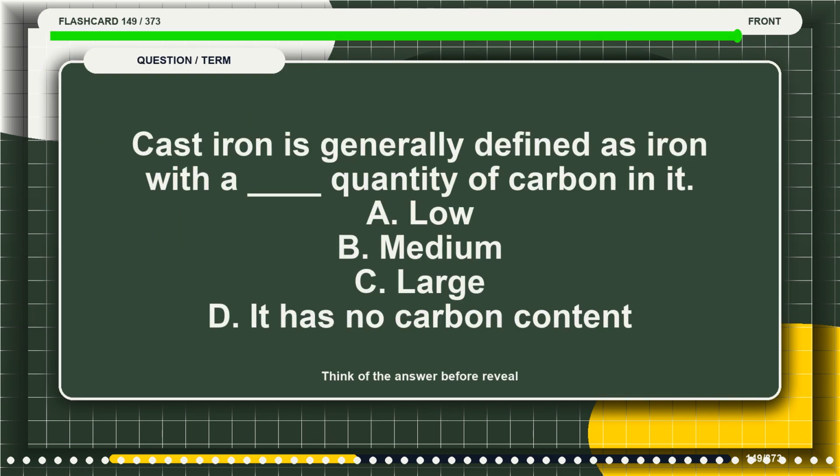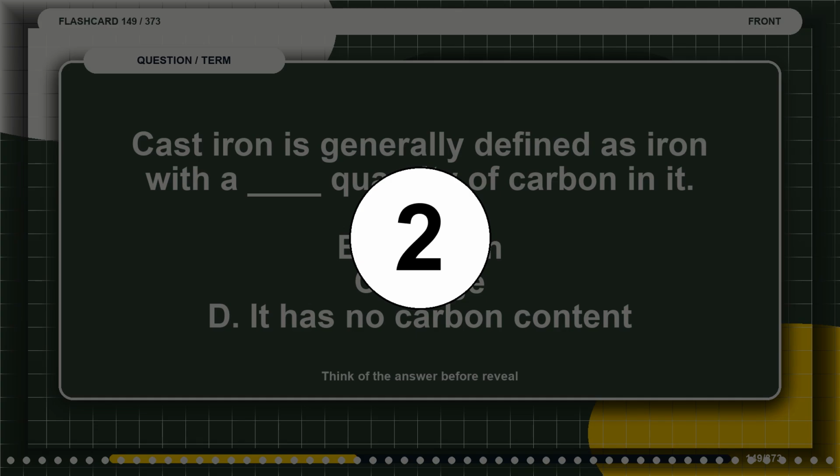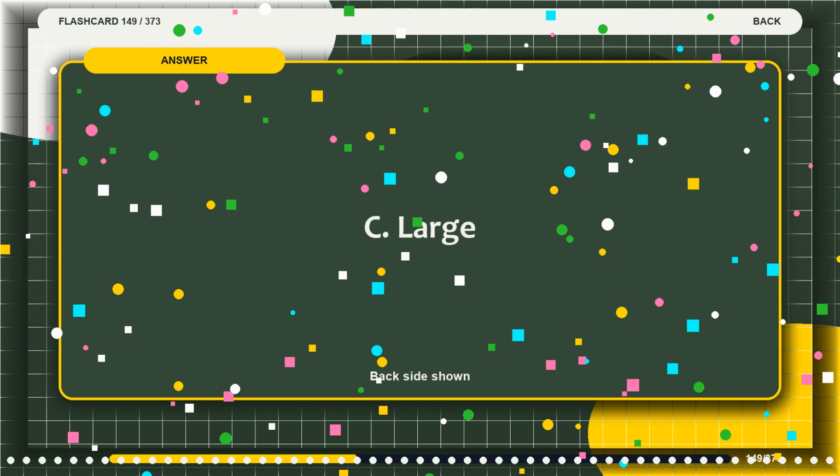Flashcard 149. Cast iron is generally defined as iron with a blank quantity of carbon in it. A. Low. B. Medium. C. Large. D. It has no carbon content. Think of the answer before the reveal. The answer is C. Large.